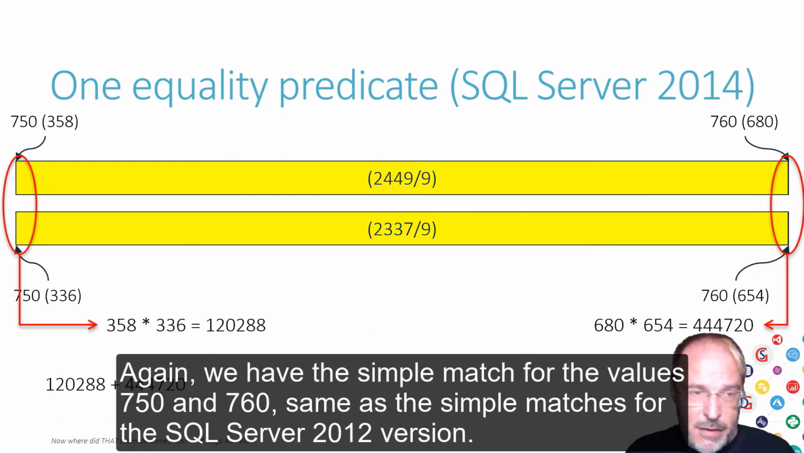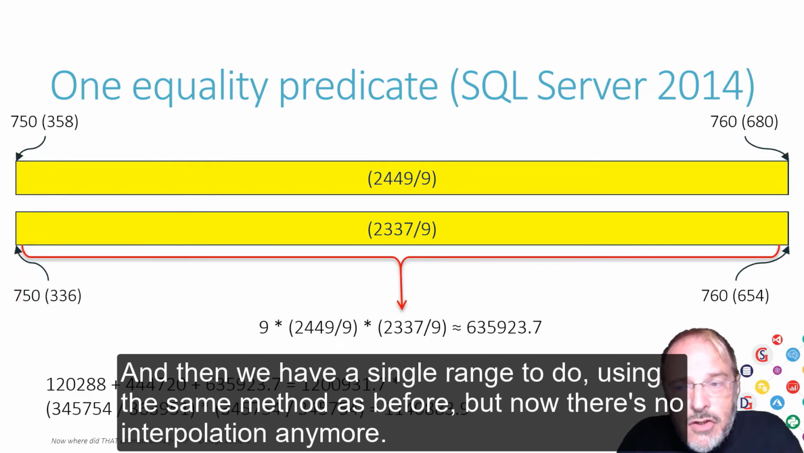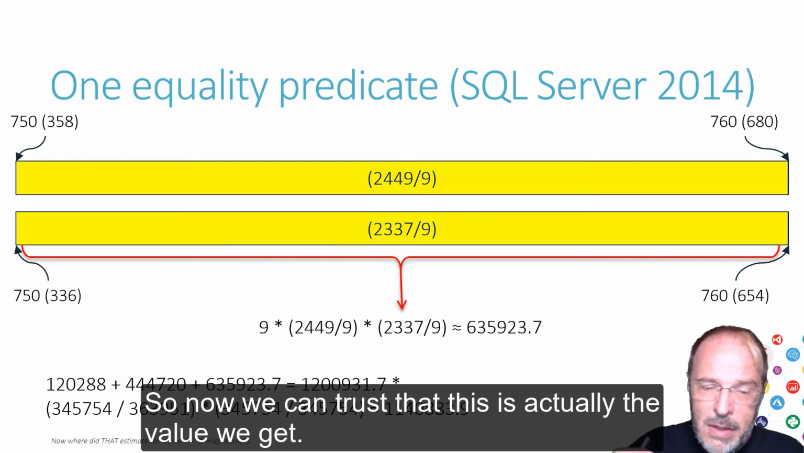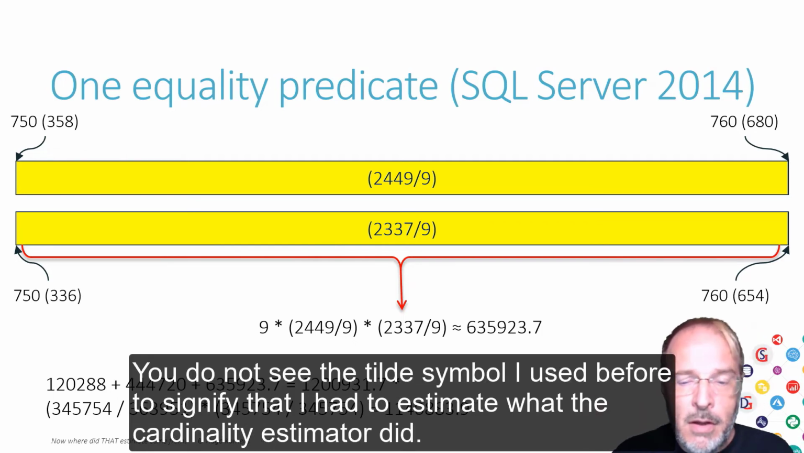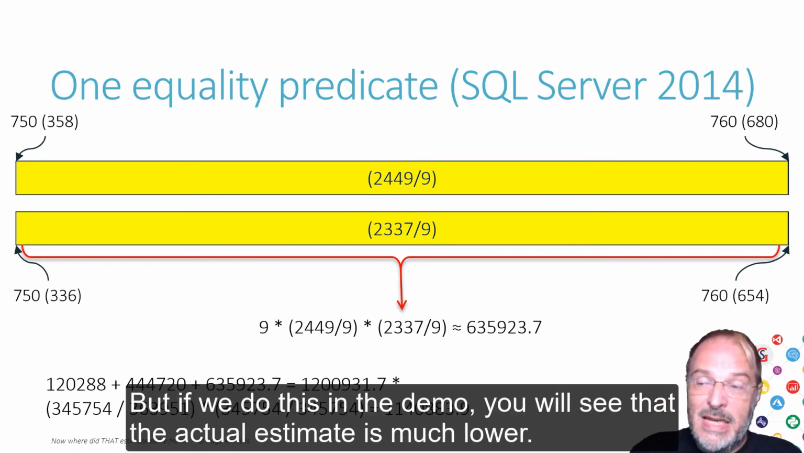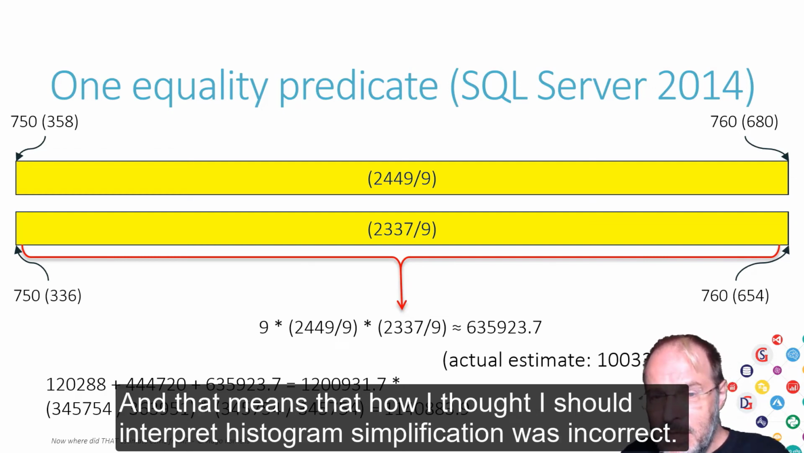Again, we have the simple match for the values 750 and 760, same as the simple matches for the SQL Server 2012 version. And then we have a single range to do using the same method as before, but now there's no interpolation anymore. So now we can trust that this is actually the value we get. You do not see the tilde symbol I used before to signify that I had to estimate what the cardinality estimator did. So this should match reality. But if we do this in the demo, you will see that the actual estimate is much lower. And that means that how I thought I should interpret the histogram simplification was incorrect.